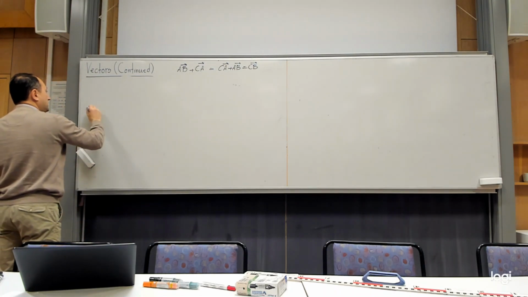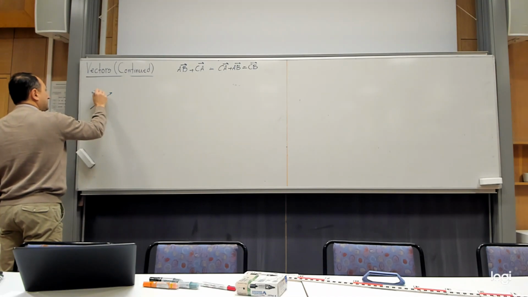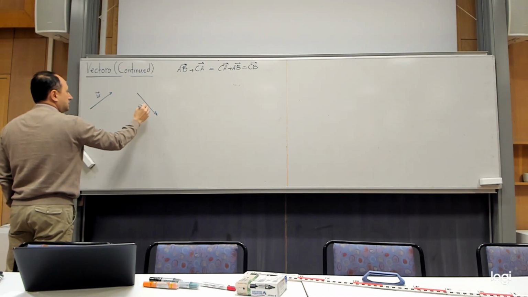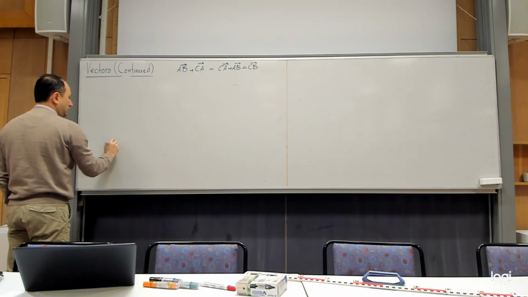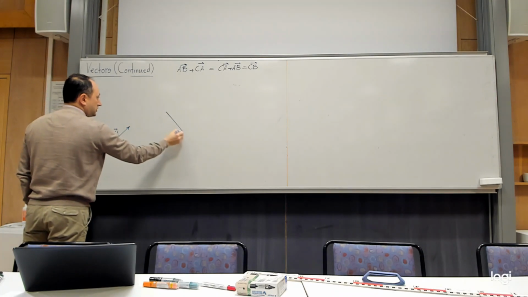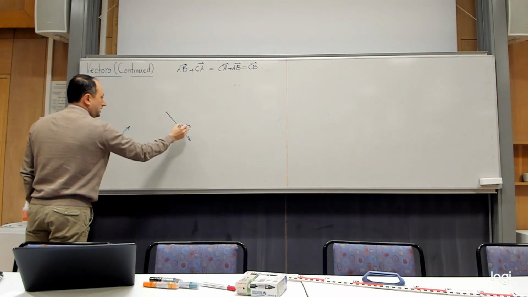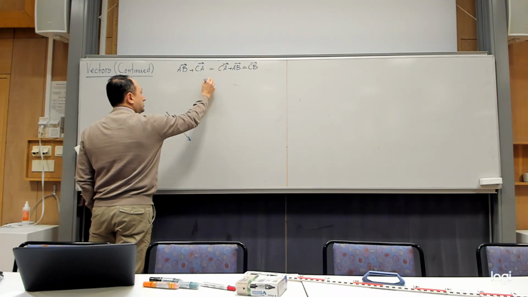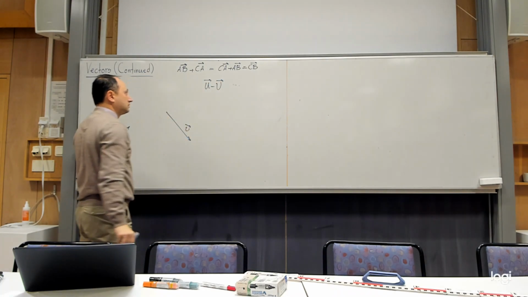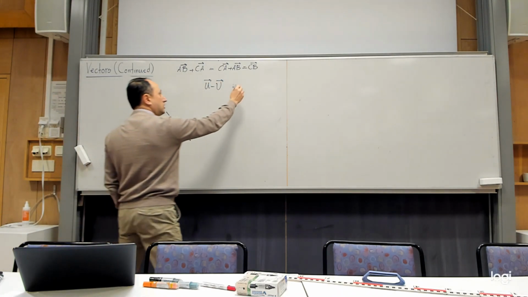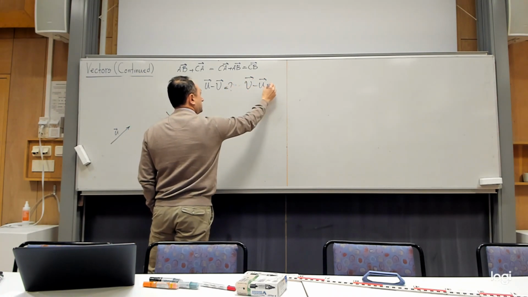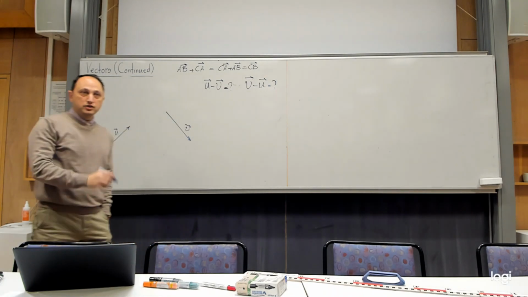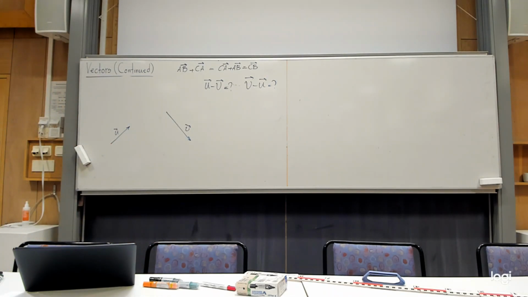If I give you a vector u and a vector v, so let me draw them here. A vector u here, and I have a vector v here, for example. And I ask you to draw the vector u minus v. Or I can ask you to draw the vector v minus u. Of course, you should expect that they are not the same thing, yes?